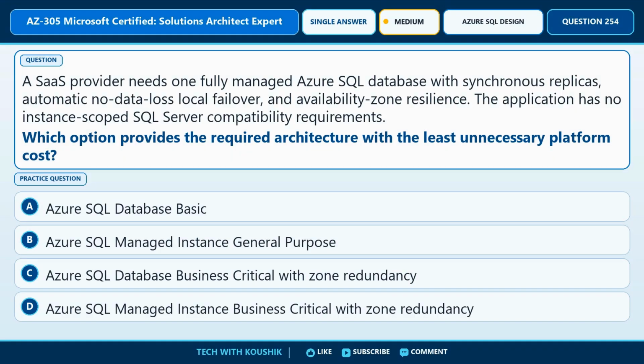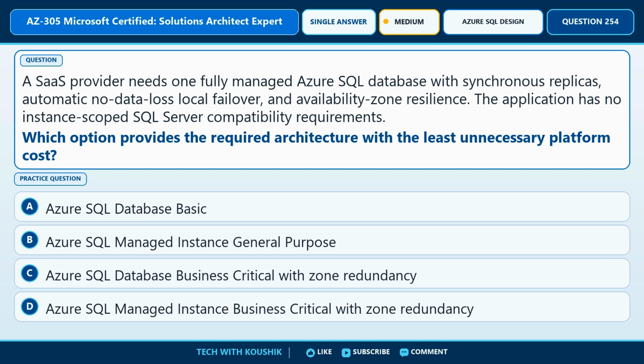We will now analyze question number 254. Begin by examining the scenario. A SaaS provider needs one fully managed Azure SQL database with synchronous replicas, automatic no data loss local failover, and availability zone resilience. The application has no instance-scoped SQL server compatibility requirements. Which option provides the required architecture with the least unnecessary platform cost?